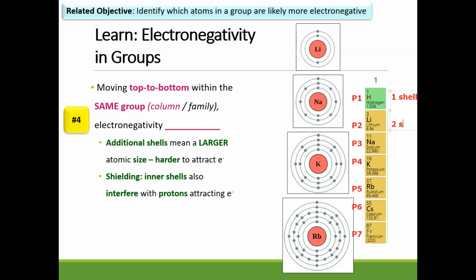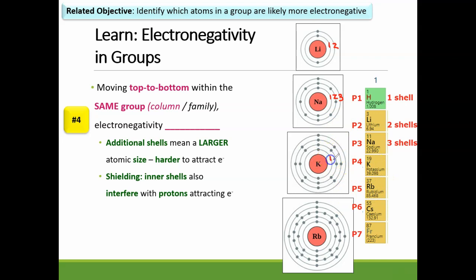Right, in period 2 we have 2 shells. Period 3, 3 shells, and so on and so forth. And you can actually see that right here in the pictures. So for example, you can see lithium, which is in period 2, has 2 shells, right? 1 shell, 2 shells. Period 3, which has sodium, has 3 shells, 1, 2, and 3. 3 shells or rings.